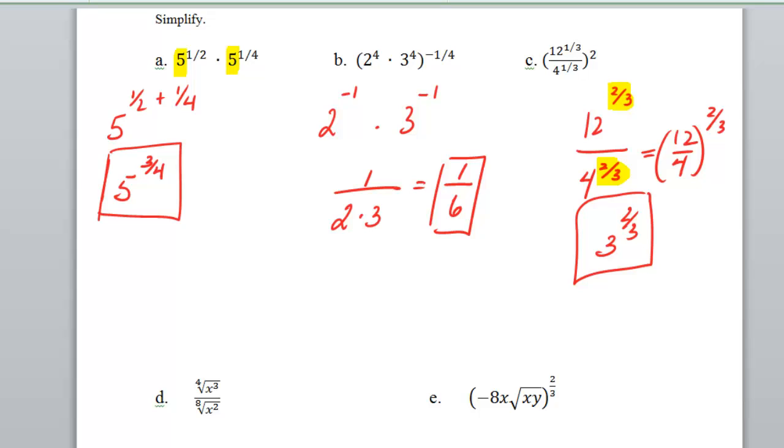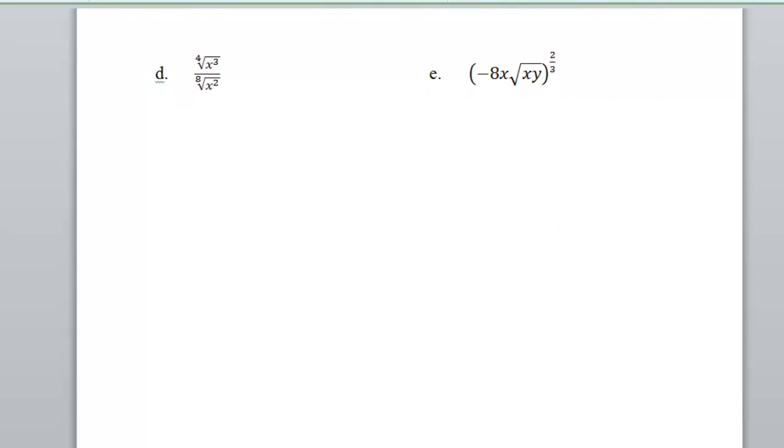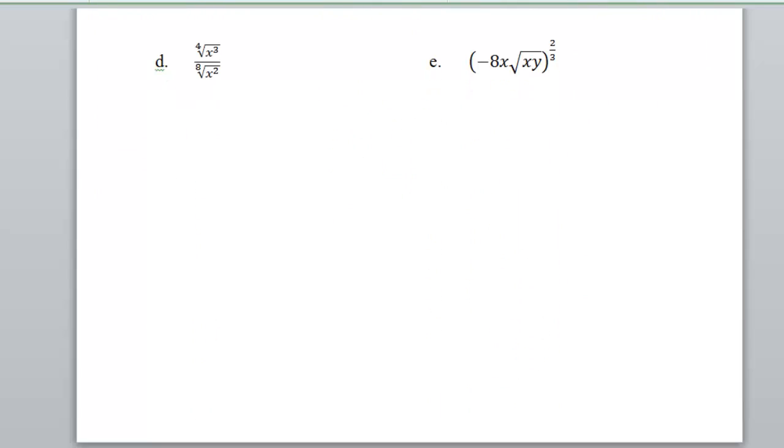Now we'll get to some that are a little bit more involved. D and E. So D is a situation where I probably could keep it in radical form, but a lot of times it's easier to convert it, and you're just going to have to get a feel for that.